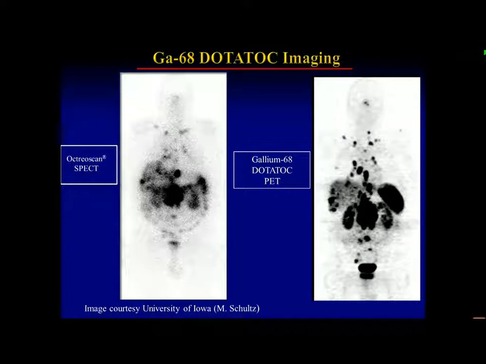So just an example, the current agent used on the market is Octreoscan. It's an indium labeled product that looks at these neuroendocrine tumors. And again, it's kind of a messy looking slide, or image, excuse me. And here's the gallium dotatate. But what you can say certainly is that there's significantly more disease noted with the gallium dotatate than there is with the Octreoscan.